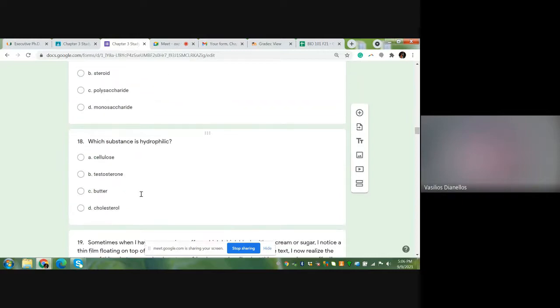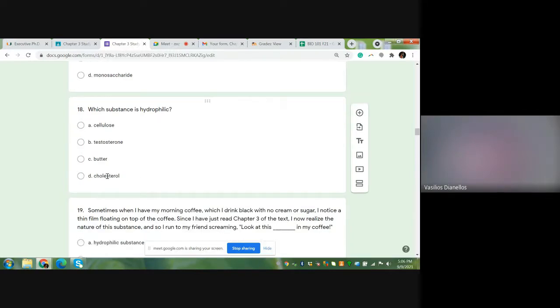All right, which of these is hydrophilic? Hopefully you remember that I said that all carbohydrates are hydrophilic, and that cellulose is a carbohydrate, in which case you would know the answer is A. But also, hopefully you remember that testosterone is a steroid, and a steroid is a lipid, and a lipid is hydrophobic, so that's not it. Butter is a triglyceride, and a triglyceride is a lipid, which is hydrophobic, so that's not it. Same thing with testosterone or cholesterol. It is a steroid, and a steroid is a lipid, and a lipid is hydrophobic.